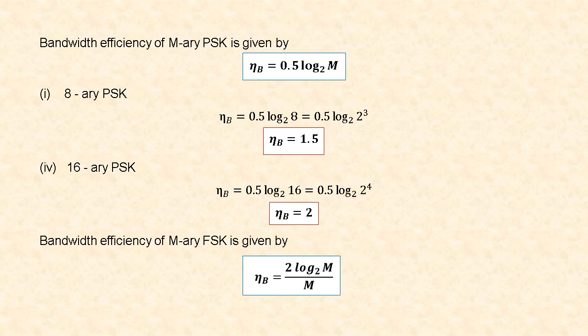Next, for 16-ary PSK, substituting M is equal to 16. 16 can be replaced as 2 to the power 4. So eta B is equal to 0.5 into 4, which is equal to 2. Next, the formula for bandwidth efficiency of M-ary FSK, that is frequency shift keying, is given by eta B is equal to 2 into log 2 M divided by M.